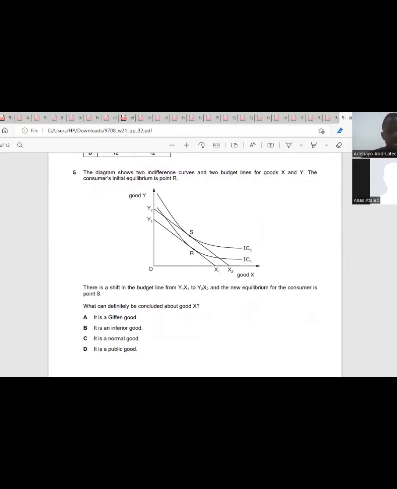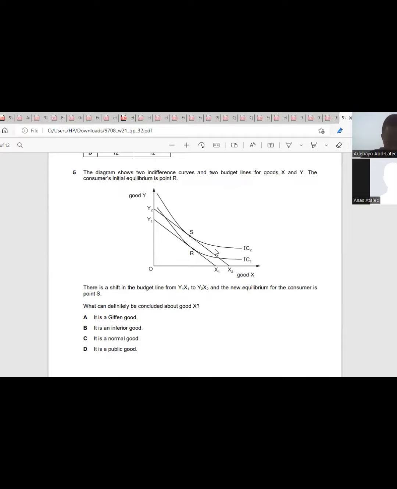Question 5. The diagram shows two indifference curves and two budget lines for good X and good Y. The consumer's initial equilibrium is point R. There is a shift in the budget line from Y1, X1 to Y2, X2. That means a rightward shift. The new equilibrium for the consumer is point S, which is above R.